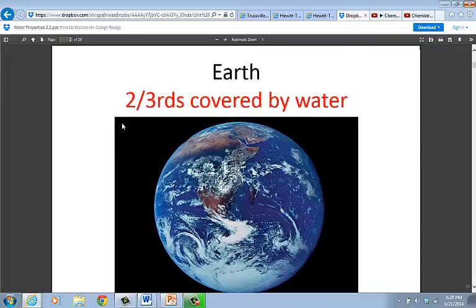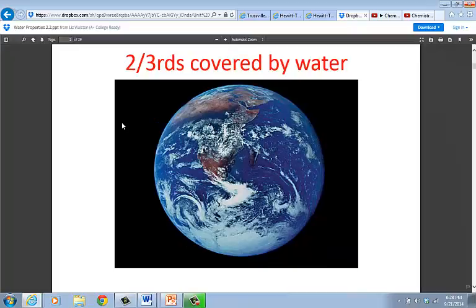Let's look at water. Of course, the Earth is two-thirds covered by water. All right, so let's pick it up, pull out your notes 2.1, dust them off from a few weeks ago.